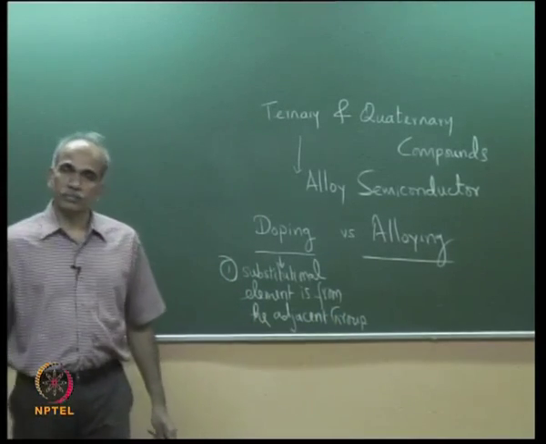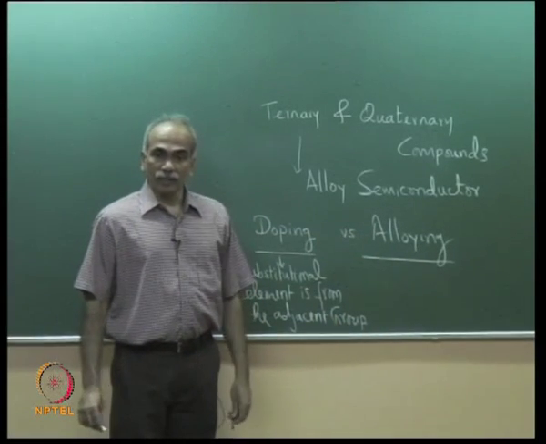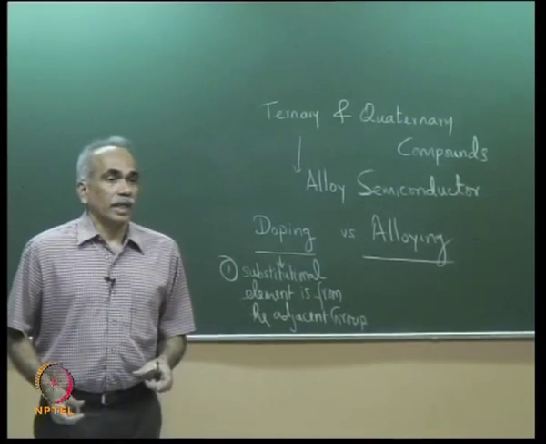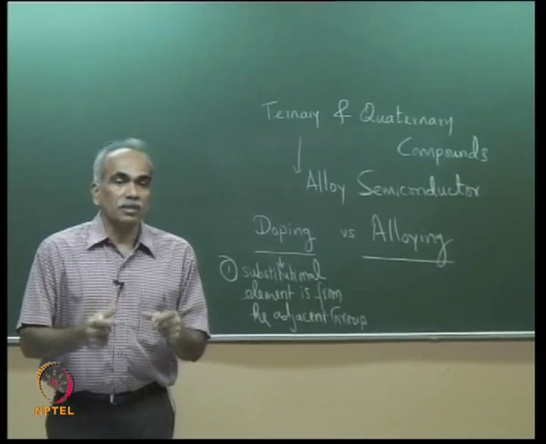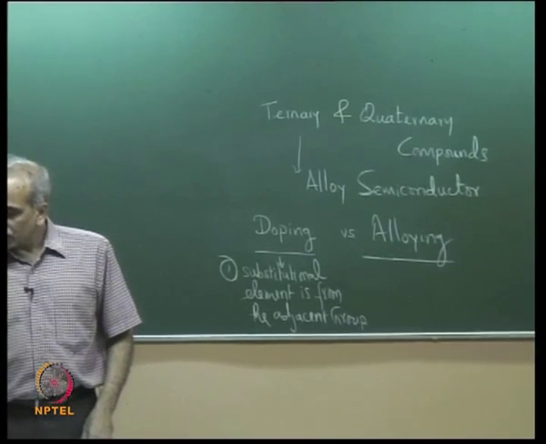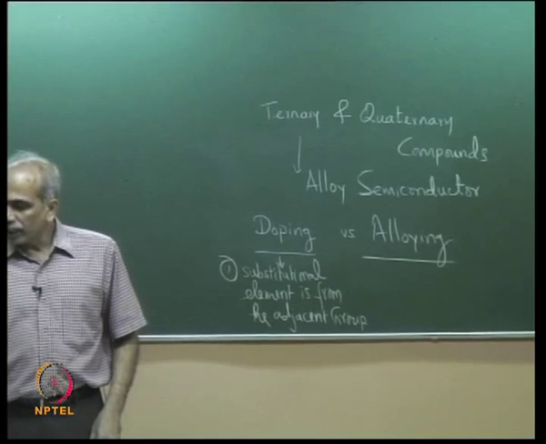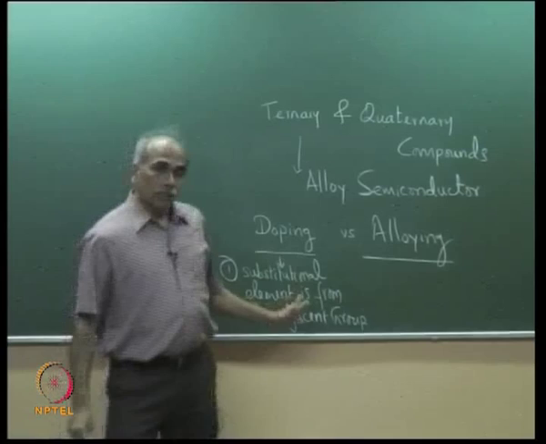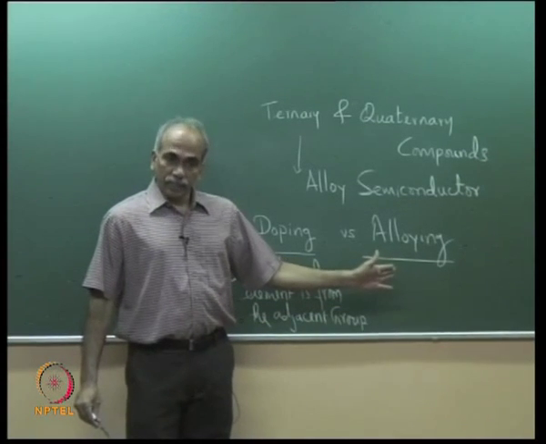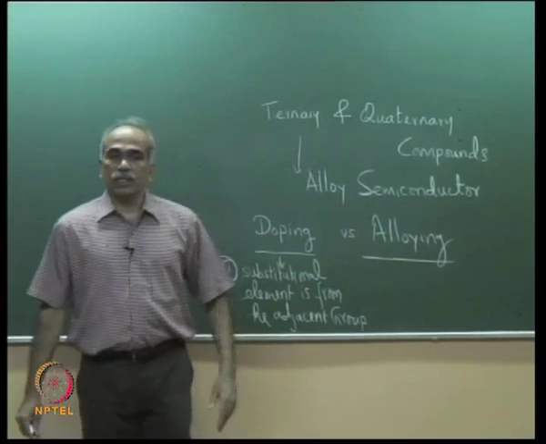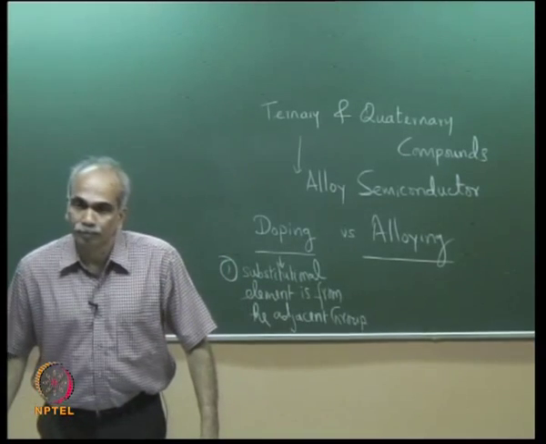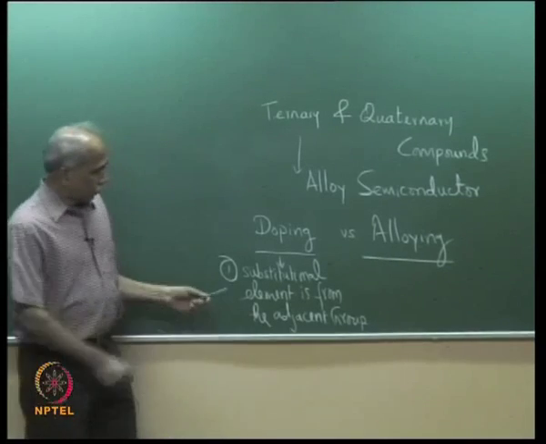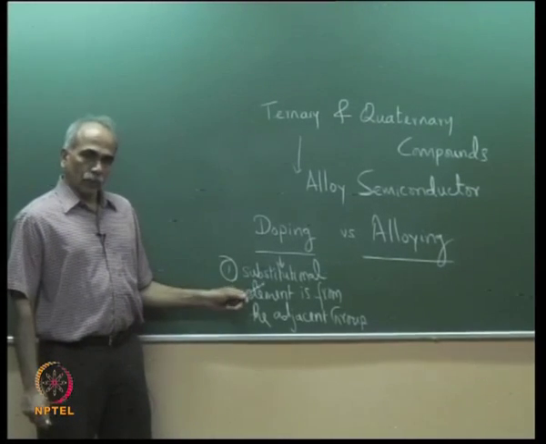What about in the case of alloying? It was from the same group, aluminum gallium arsenide. An x fraction of gallium is replaced by aluminum, from the same group. So, the first difference is that the substitutional element in alloying is from the same group. You dope from the adjacent group.